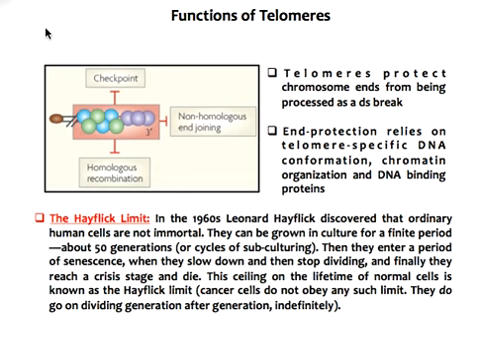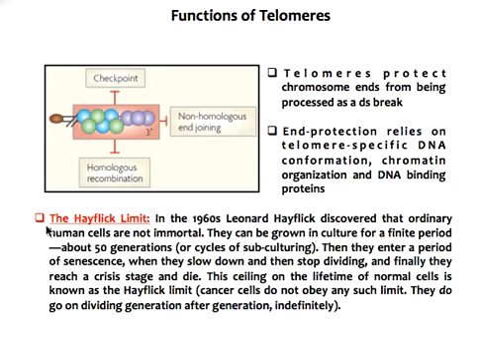As we are talking about the ends of the chromosomes, these ends are called telomeres in eukaryotic chromosomes. These ends, or telomeres, are there to protect the chromosomal ends from being processed as a double-stranded break, so the cellular machinery cannot recognize it as a break. And this end protection relies on telomere-specific DNA conformation, chromatin organization, and DNA binding proteins.